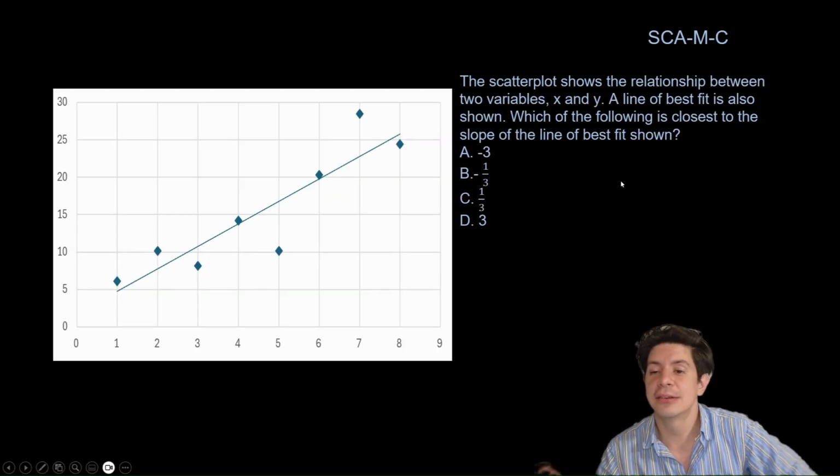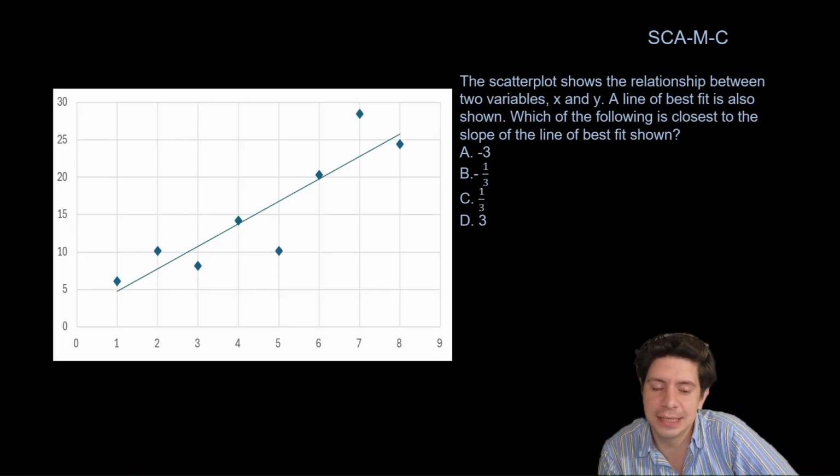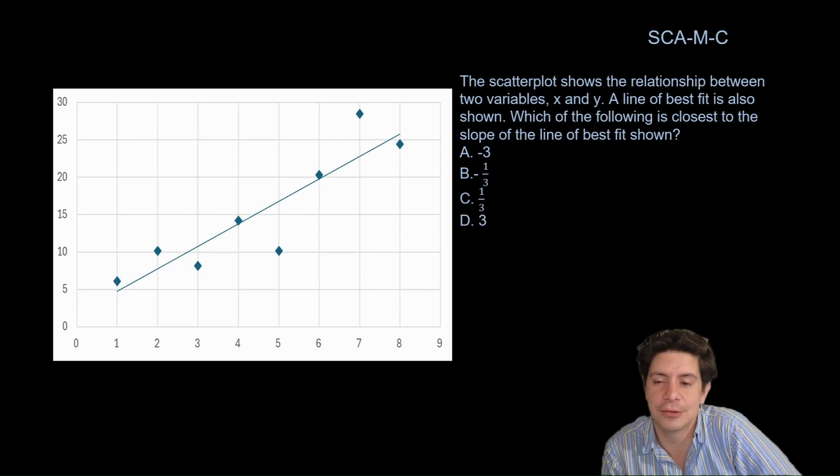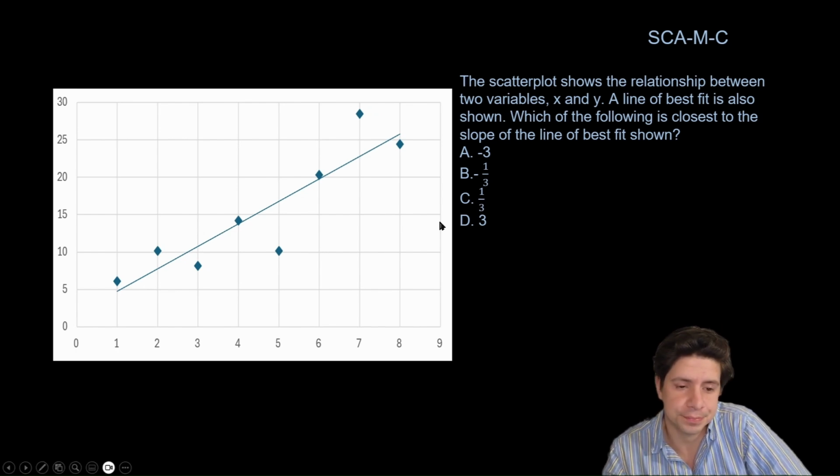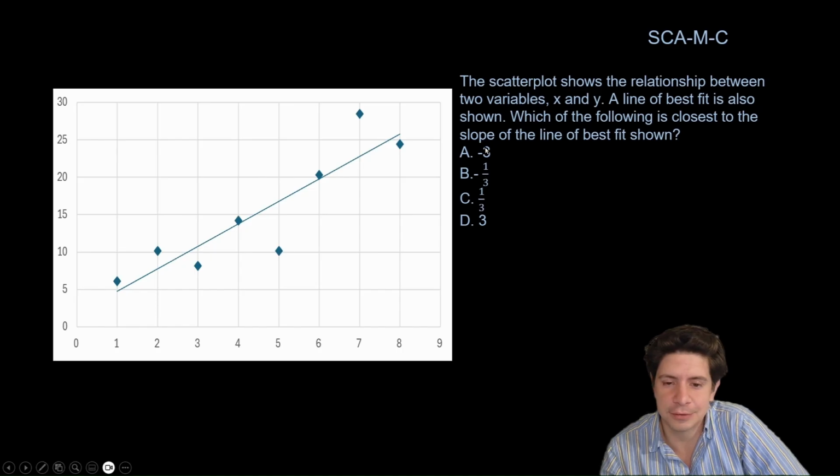Now this one here, SCA-MC, is all about interpreting the line of best fit without using the math. The scatterplot shows the relationship between two variables, x and y. A line of best fit is also shown. Which of the following is closest to the slope of the line of best fit shown? Okay, so if you look at this, it has to be positive, so it's not going to be A or B.